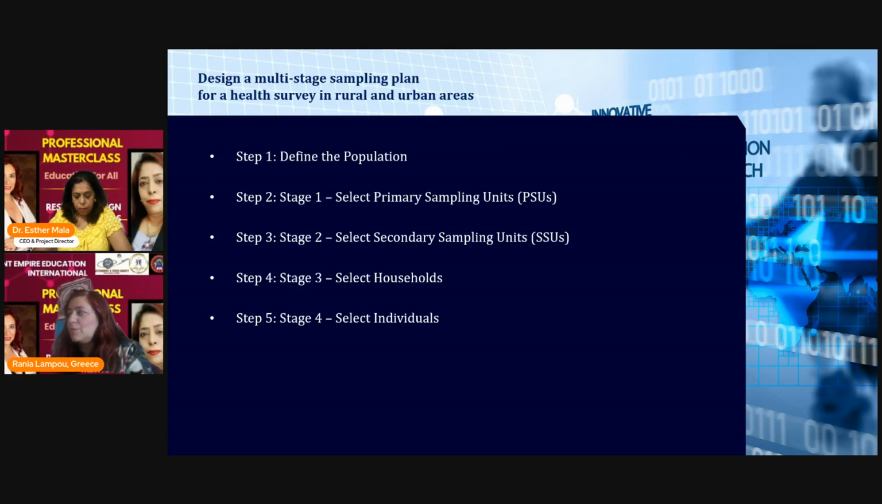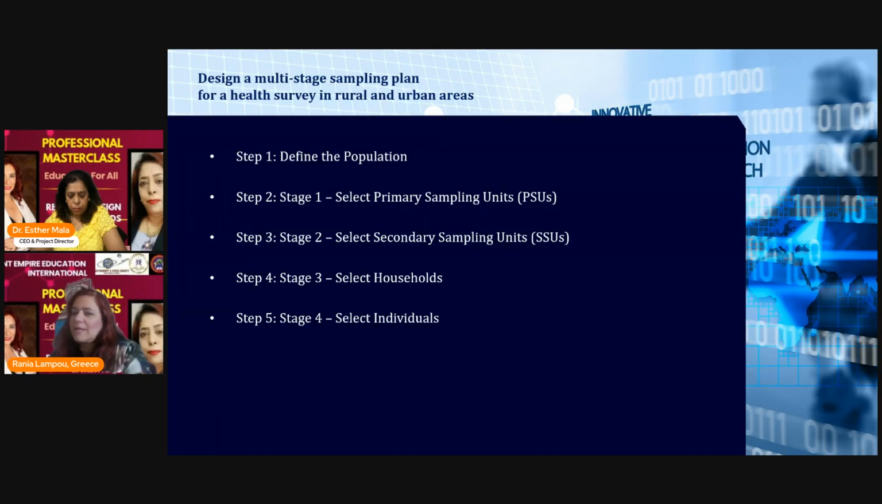Within each stratum, we identify primary sampling units such as districts or blocks, and we randomly select a sample of primary sampling units from rural and urban strata proportionally or equally, depending on our study design. Then, within each selected primary sampling unit, we list smaller units, such as villages in rural primary sampling units and neighborhoods in urban primary sampling units, and randomly select a sample of these smaller units. So we select the secondary sampling units.